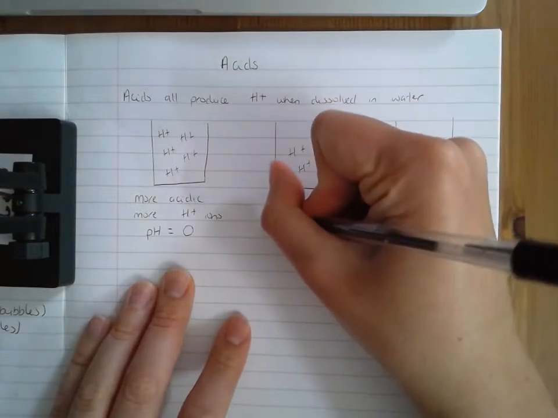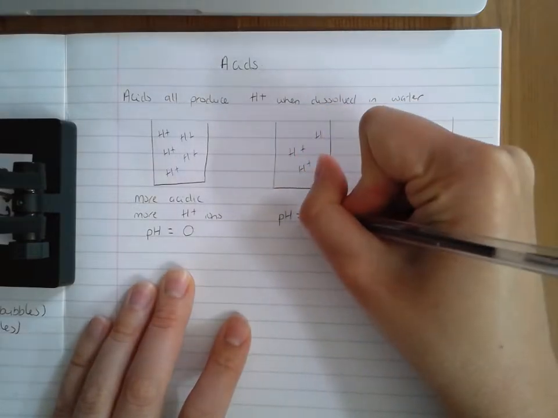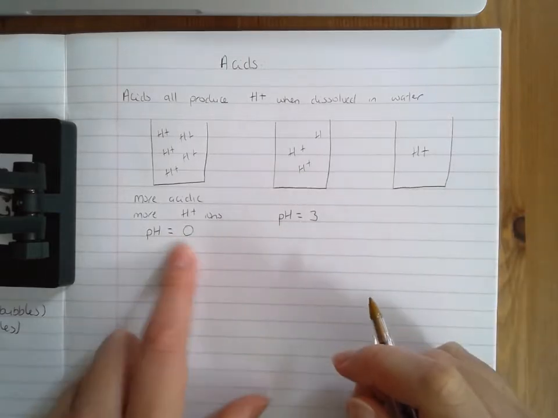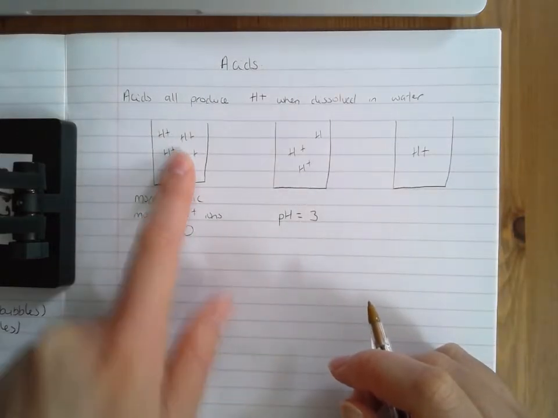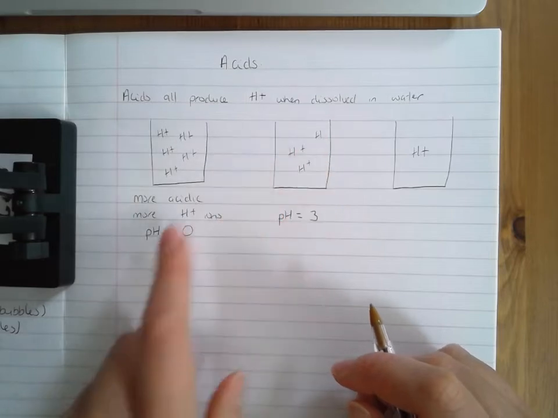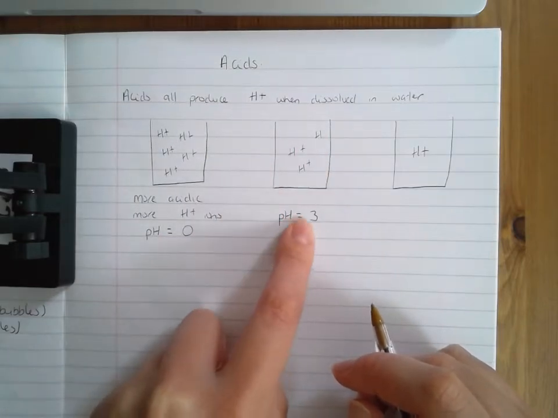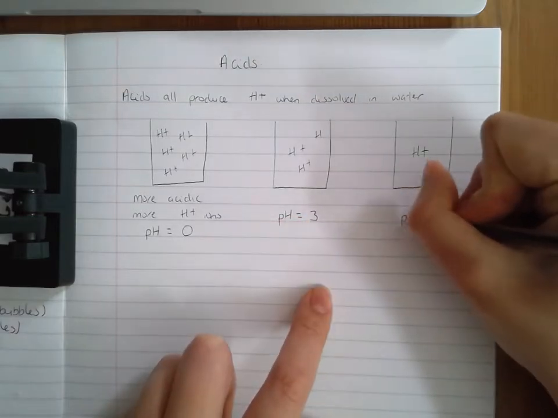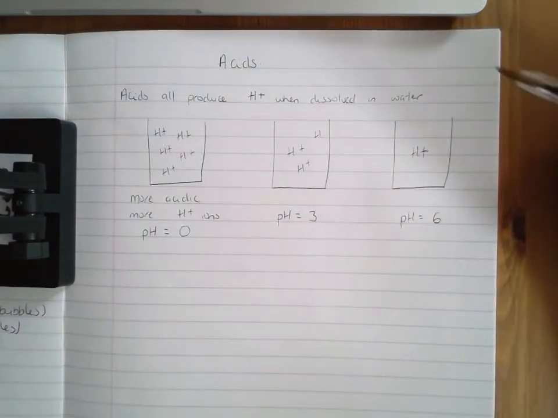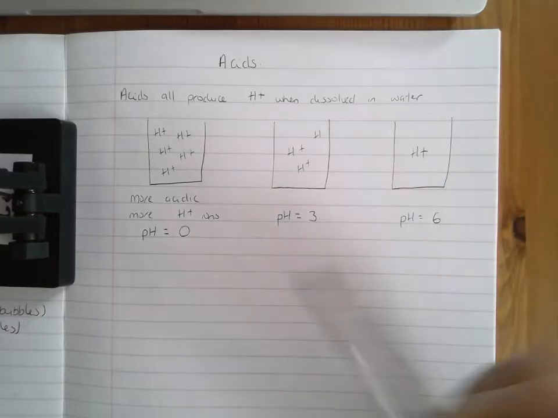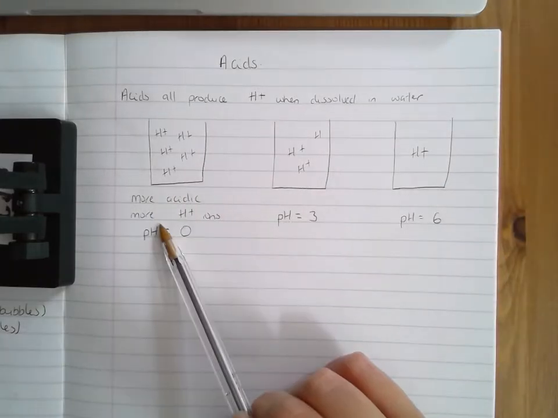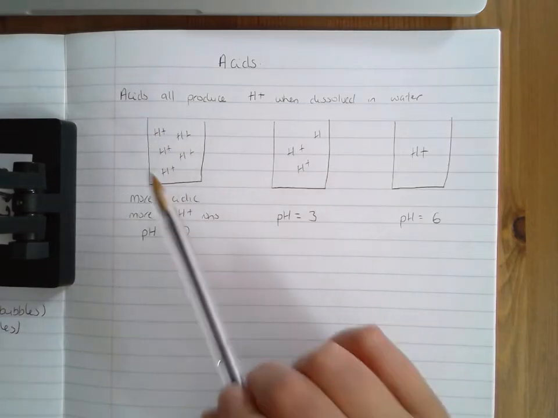If I was to put a pH on this one, I could say pH equals 3. It's still less than 7. It's still an acid, but it's not as acidic as beaker 1 because there's less H+. If it's not as acidic, it's got a higher pH, a pH closer to 7. And this one here, it's only got 1 H+, so I'm just going to call it pH 6. All pH less than 7, and this has the lowest pH because it has the most H+ ions.